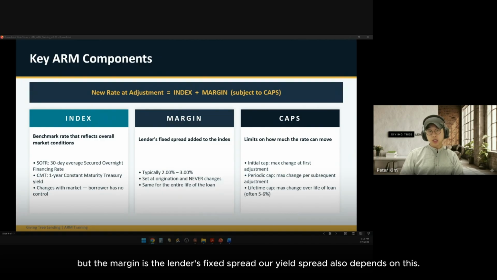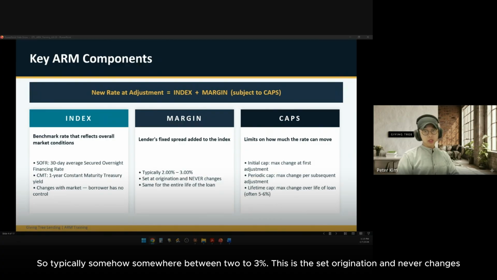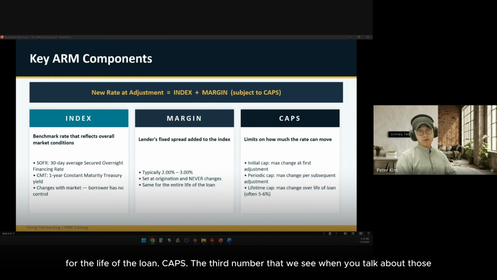But the margin is the lender's fixed spread. Our yield spread also depends on this. Typically it's somewhere between 2 to 3%, is set at origination, and never changes for the life of the loan.